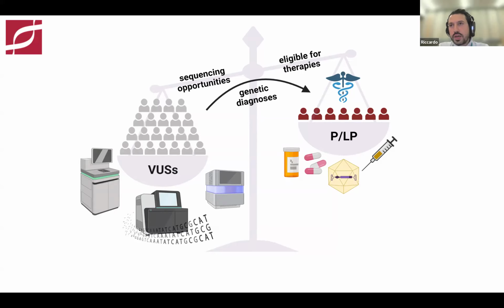The two most important of which are, of course, we want to give a full molecular diagnosis to our patients in our clinics, but also most patients, if their genotype won't be fully clarified, won't be eligible for any therapies, any gene therapy or any other, and will not participate in any clinical trial. So it's very important to classify the VUS and move them to pathogenic or likely pathogenic if possible.